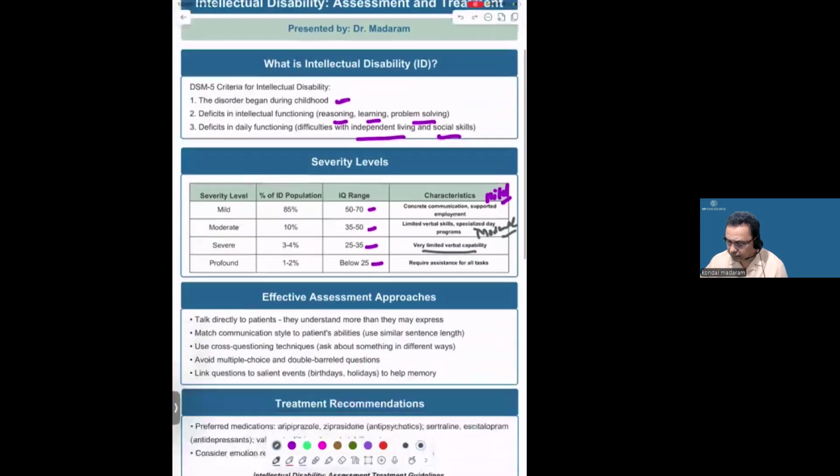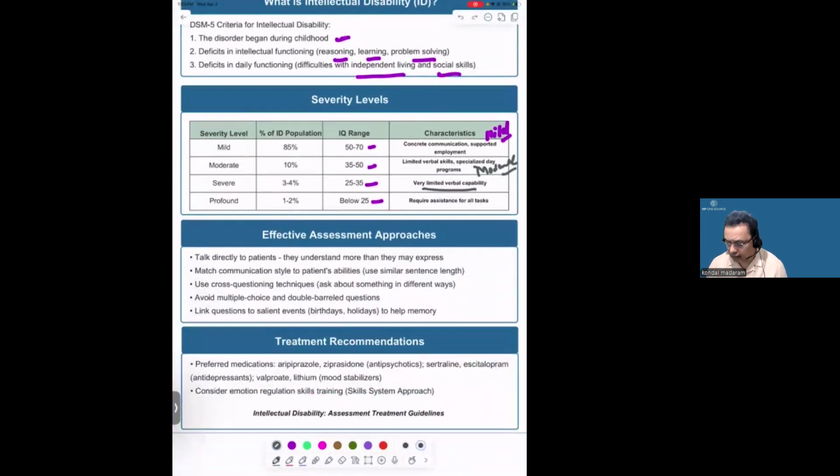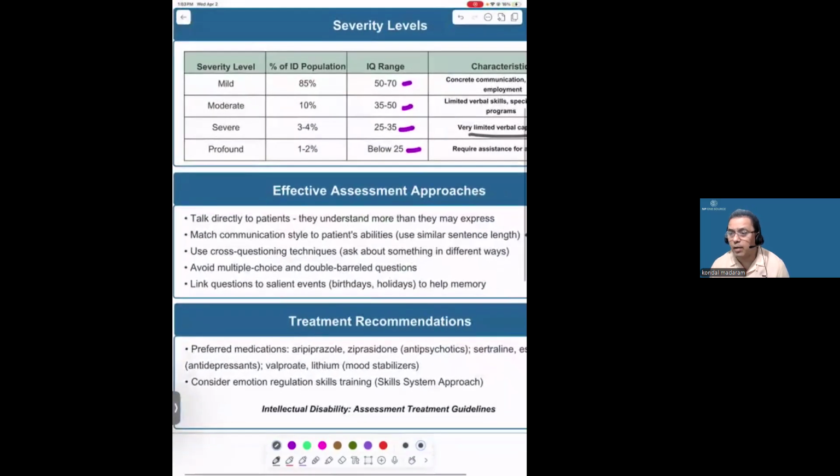So now, what are the effective assessment approaches? Talk to patients directly, they understand more than they may express. Match their communication style. If they're using one word or two word sentences, try to understand their use of language and try to communicate with them in somewhat similar vocabulary so that they can understand.